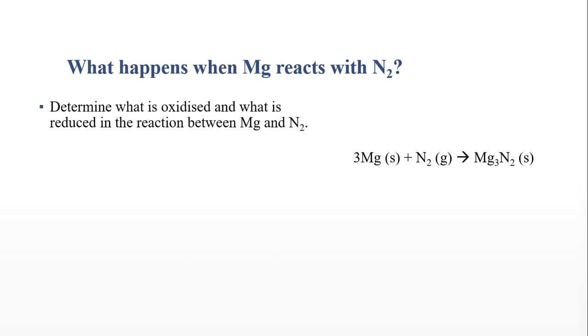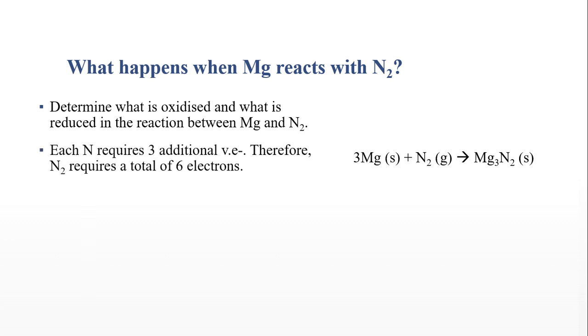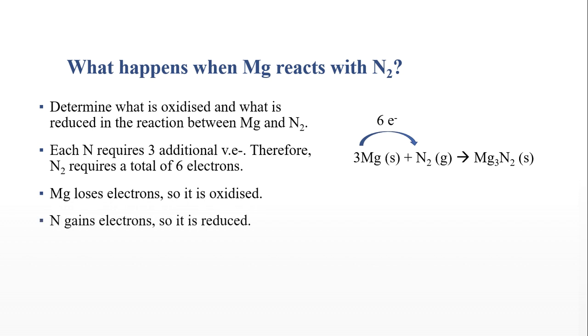So this is fairly similar to the previous example. You know that nitrogen is in group 15, it needs additional valence electrons. Each nitrogen requires 3, and they're stuck in an N2 molecule, so they're going to need a total of 2 times 3, which is 6. So we're going to need a transfer of 6 electrons here. For that we need 3 magnesium, because each magnesium donates 2. Since magnesium in this example as well donates the electrons or loses them, it's oxidized. And since the nitrogen gains electrons, it's reduced.